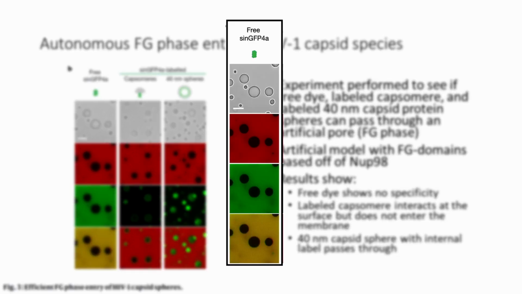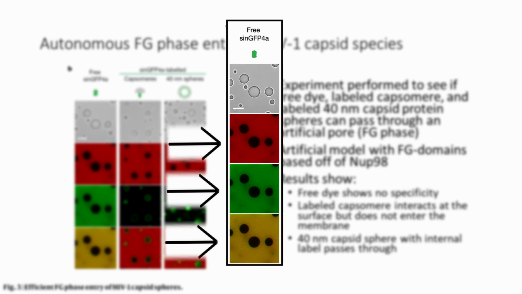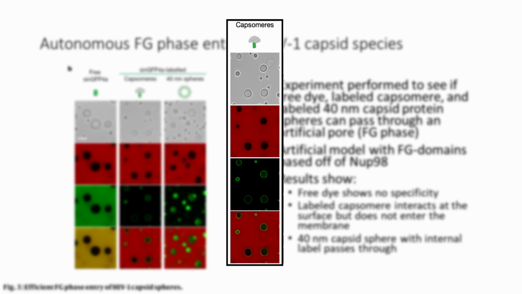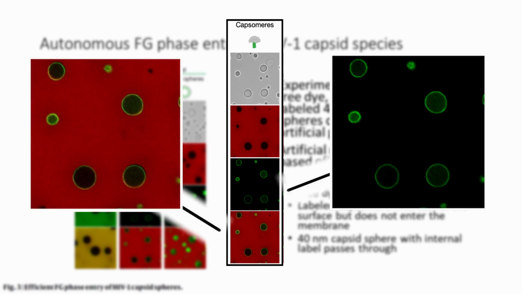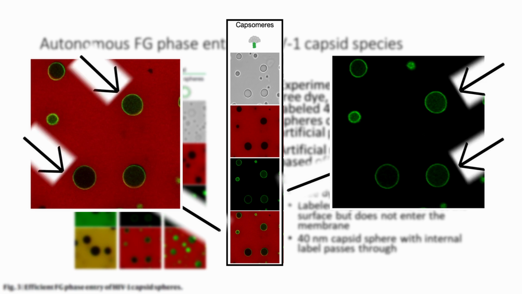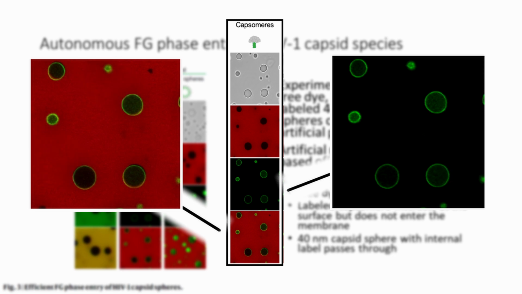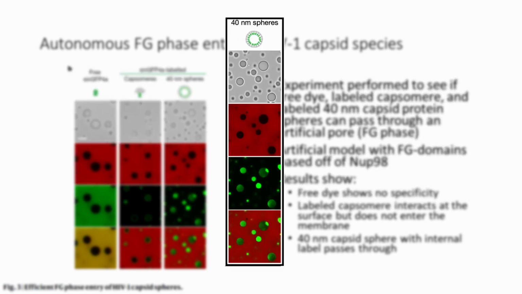On the left, you have the free dye, and as you can see, it doesn't seem to pass the membrane with the NUP98 in it. Then in the middle, we have the labeled capsomere, and you can see that it has some interaction with the outside of the membrane, but it doesn't go into the interior. The reason that this happens, the authors say, is because the fluorescent tag is exposed, and that's what's preventing the passage through the pore.